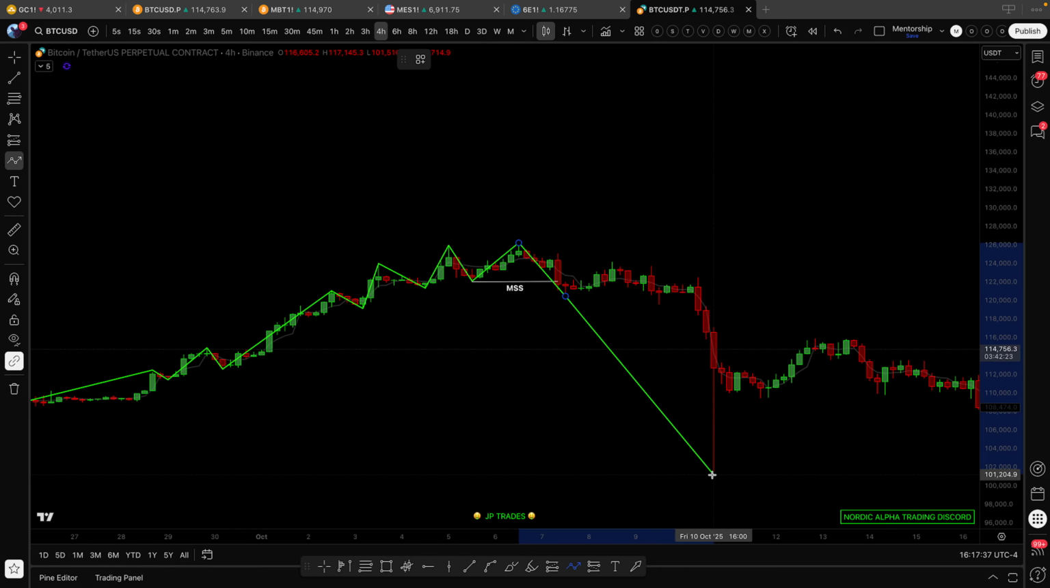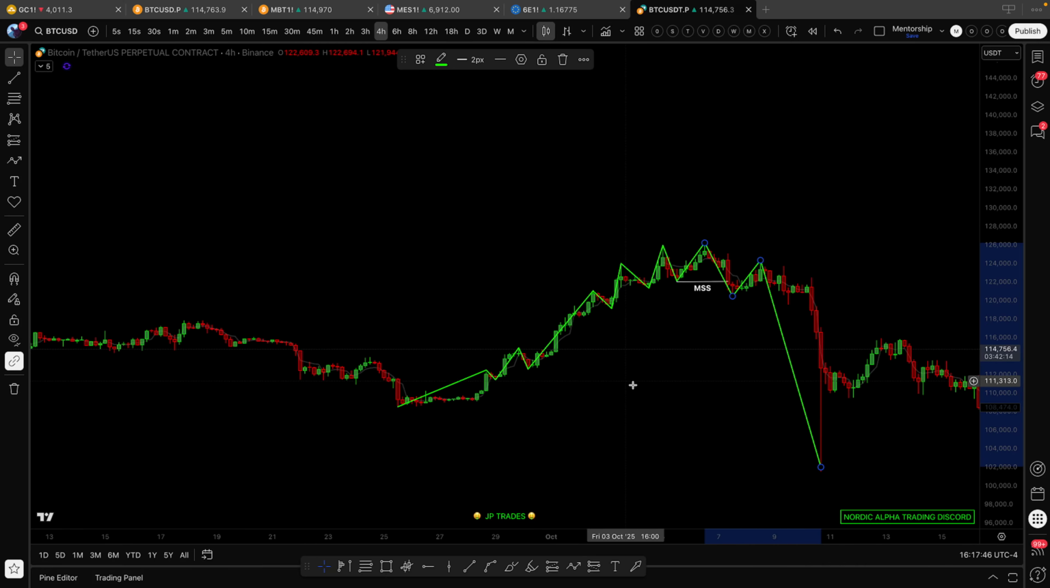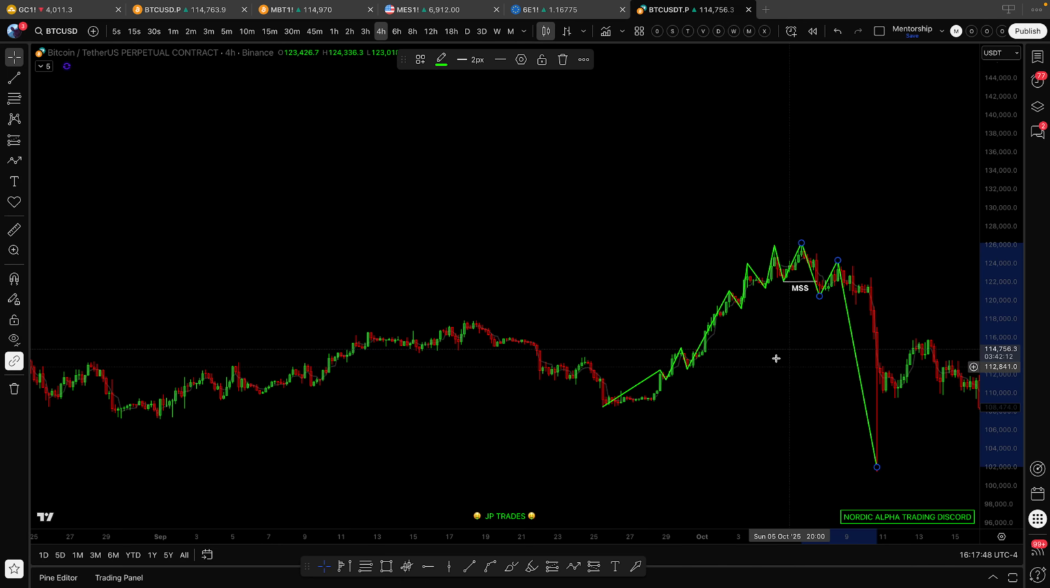So what is the highest high between this low and this low? Same example we did before, so you already know. And that is your market structure path.